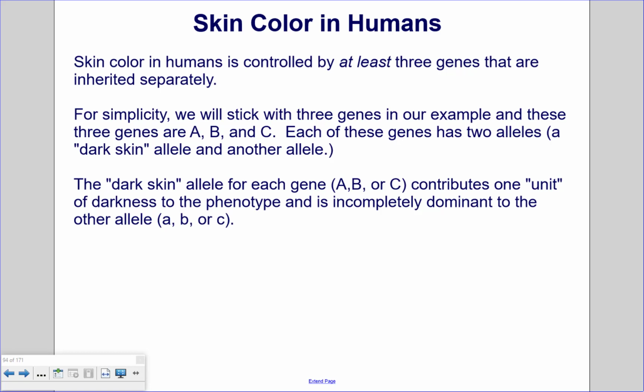Skin color in humans. Skin color in humans is controlled by at least three genes that are inherited separately. For simplicity, we will stick with three genes in our example, and these three genes are A, B, and C. Each of these genes has two alleles, a dark skin allele, and another allele. The dark skin allele for each gene, A, B, or C, contributes one unit of darkness to the phenotype and is completely dominant to the other allele, in this case, little a, little b, or little c.